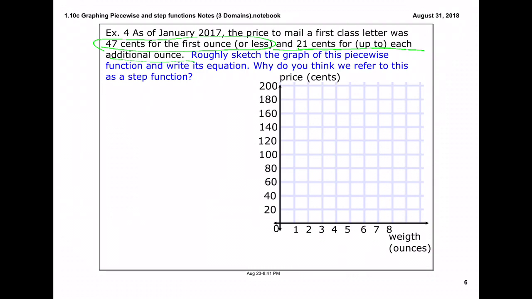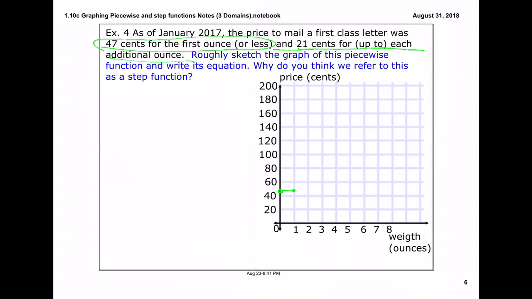So it said for 1 ounce or less, it cost 47 cents. So at 1 ounce or anything less than that, we would pay 47 cents. So on our graph, we would draw a horizontal line. We want an open circle where it touches the y-axis because we are not going to pay any money if we don't ever ship a letter. We want a closed circle on 1 because anything up to or including the first ounce is 47 cents.